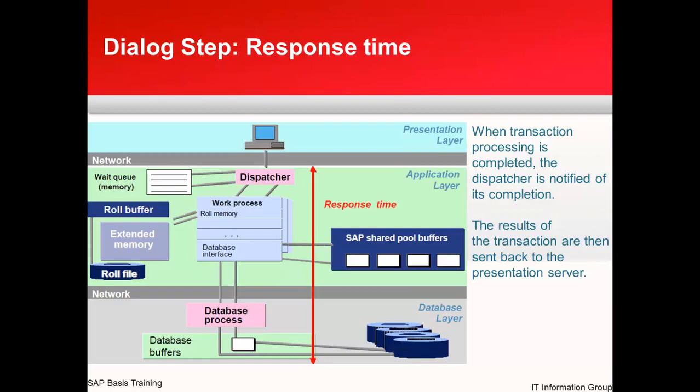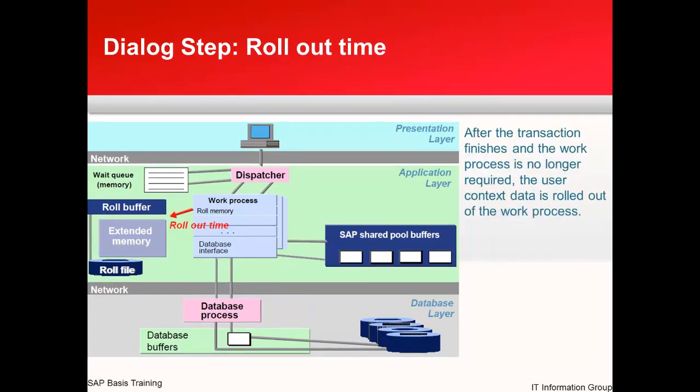Okay, this is basically the summary showing all the different times that we have discussed so far. You can see the initial, which is the wait time. You have the roll-in time. Then there is database request time, and this total is the response time.